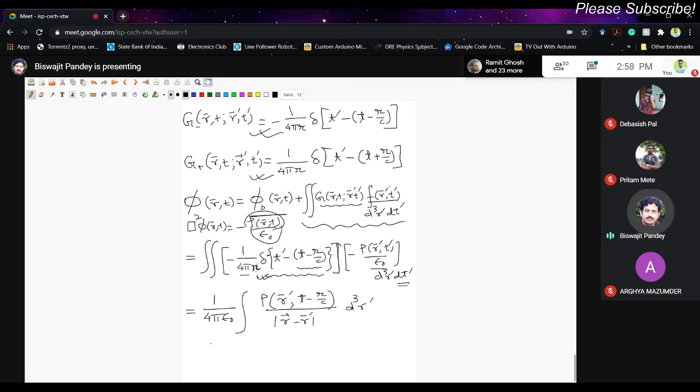We can also write down the solution for the vector potential in exactly similar manner, so I am not repeating that. In that case, the source term is minus mu 0 j(r', t'). That is the only difference. Other than that, the Green's function is the same.